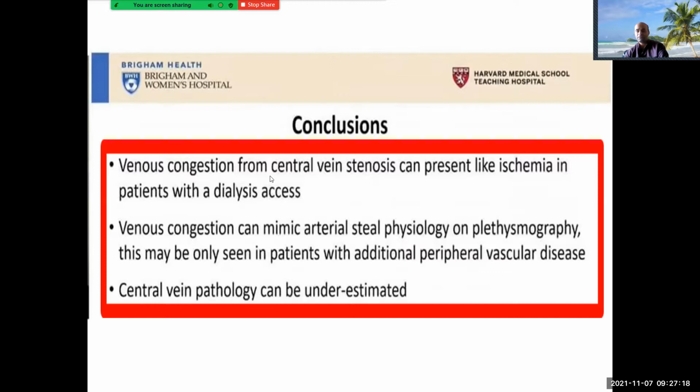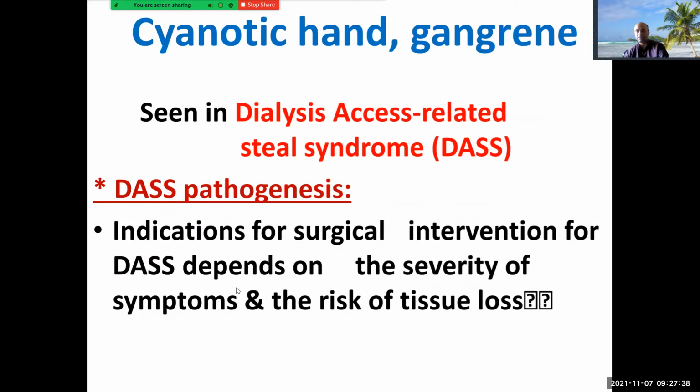Conclusion: venous congestion from central venous stenosis can present like ischemia in a patient with dialysis access. Venous congestion can mimic arterial steal physiology on plethysmography. This may only be seen in patients with additional peripheral vascular disease. Central vein pathology can be underestimated. Please don't forget that.